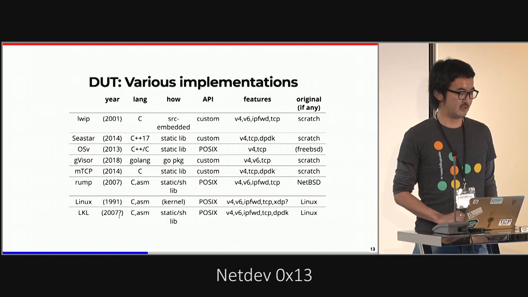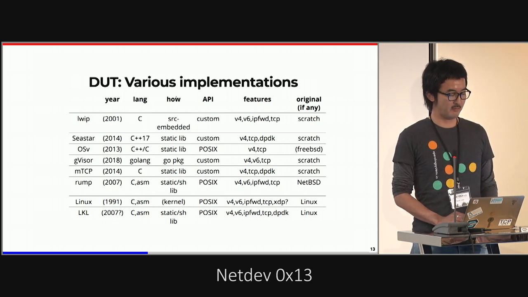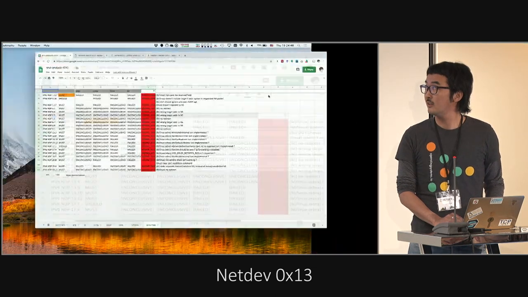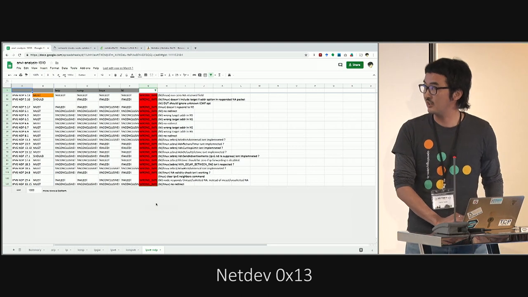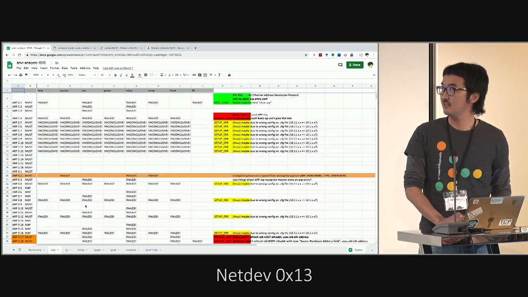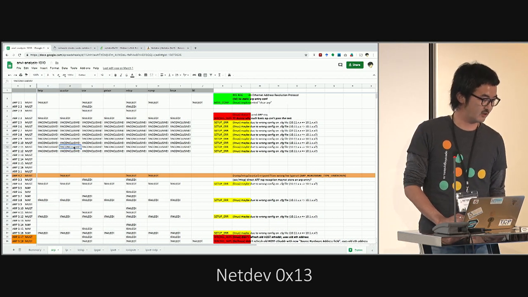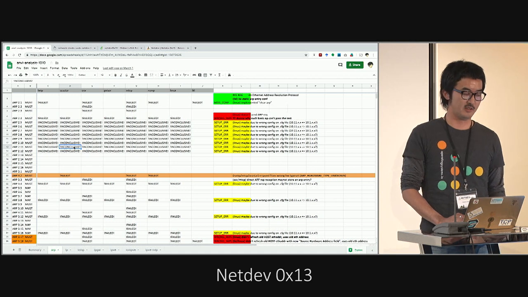For the device under test, we also use the same software's defined implementations for the network stack. By conducting this measurement, we have a bunch of results like this, which are a little bit cryptic to understand. But each of the tests generates such a failure or inconclusive report from each of the tests.